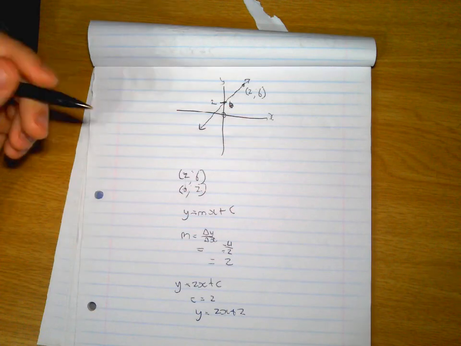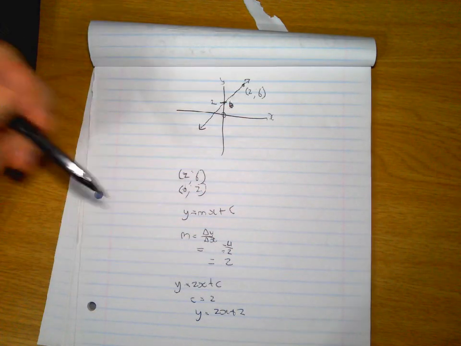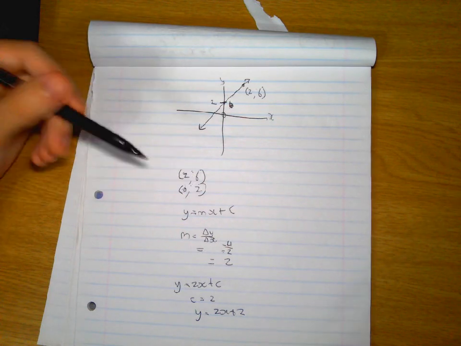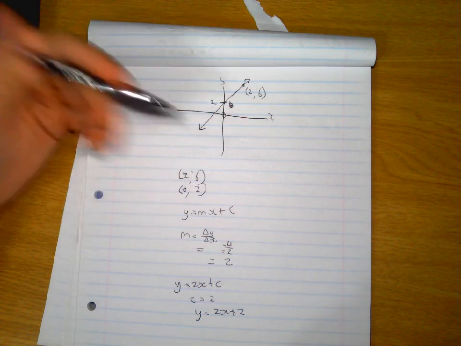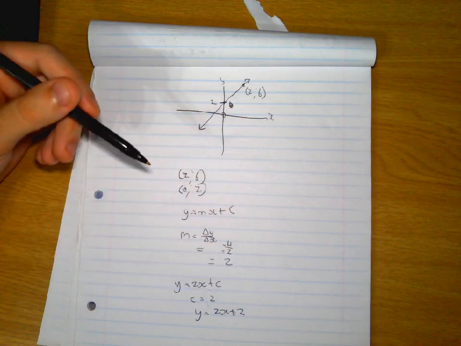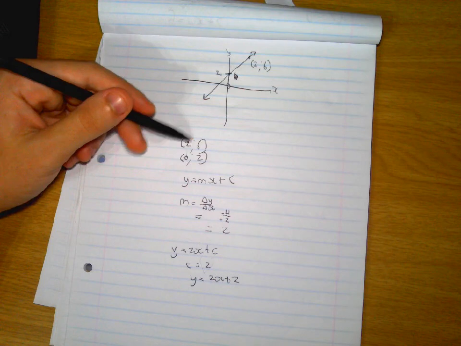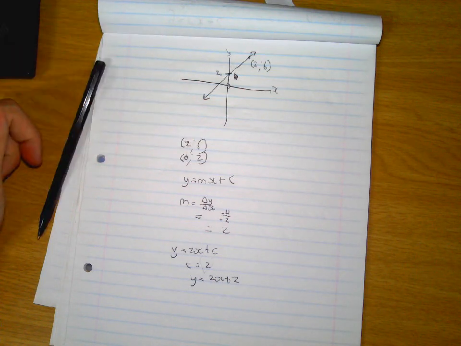Same thing here. If I take the 0 there, 2 times 0 is 0. But I need an answer of 2. How do I get that answer of 2? Well, I add 2. So 0 plus 2 is 2, and then I get my correct answer. So c is 2. You can use this for any point on the line and you will get the correct answer. Okay, so hopefully that cleared that up. Let me know if you have any questions.